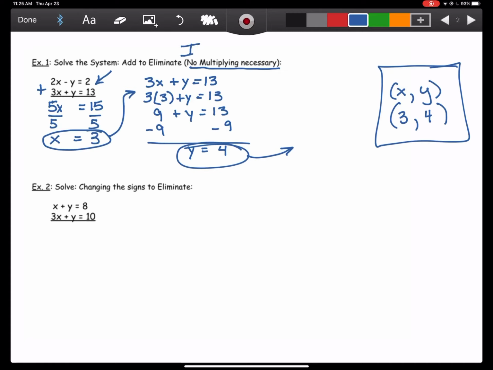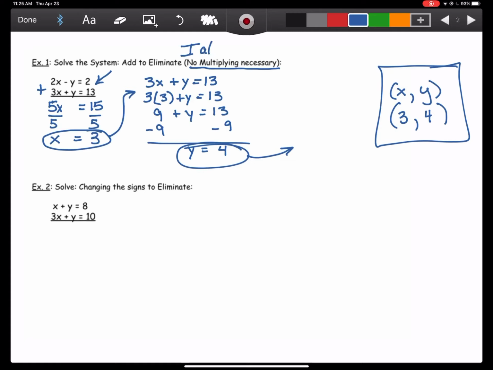And I know you guys are stronger, so instead of the word opposites, I could say additive inverses. So I could say to you, do we have additive inverses? Or do we need to make additive inverses? And the answer here is I already have additive inverses. So I'm going to write that up here.